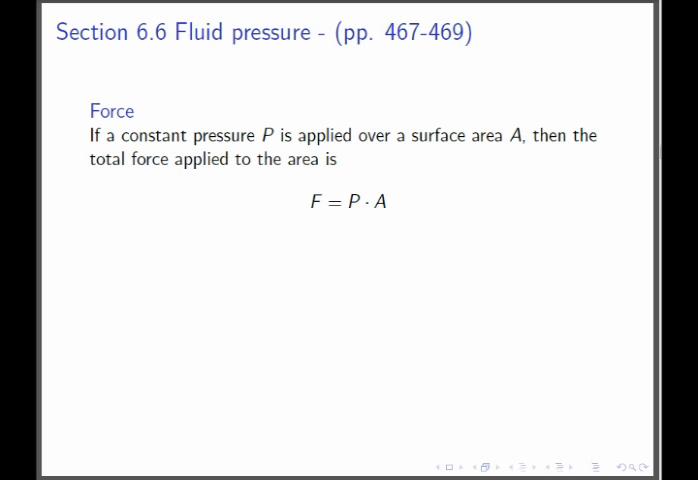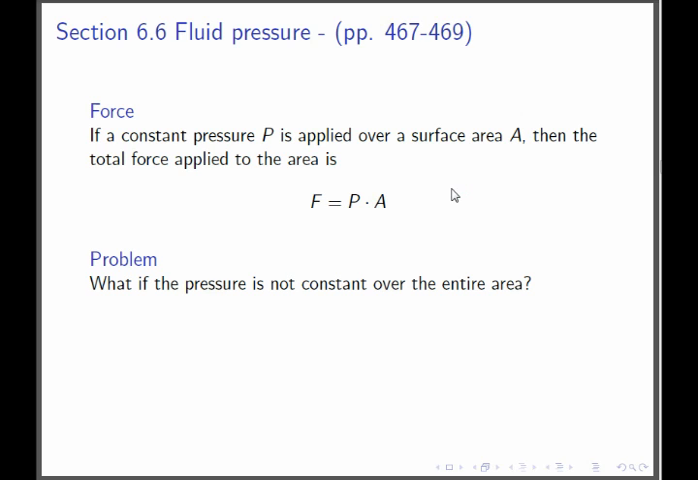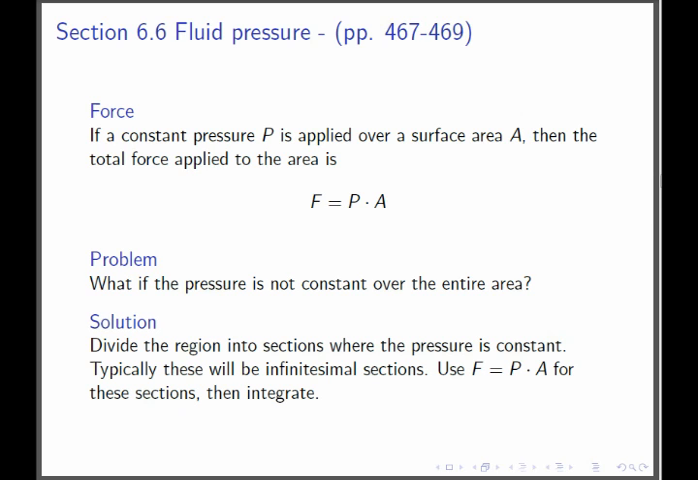Since we're going to be computing the total force exerted by a fluid on a surface area, it helps to have this formula in mind. If a constant pressure P is applied over a surface area A, then the total force applied to the area is the pressure times the area. In fact, we already used this in our earlier considerations. But the problem is, what if the pressure is not constant over the entire area? What if we're interested in an area which is not at just a single depth? Well, then we're going to divide the region into infinitesimal pieces which lie at constant depths. And we'll then use force equals pressure times area for these sections, and then we'll integrate.